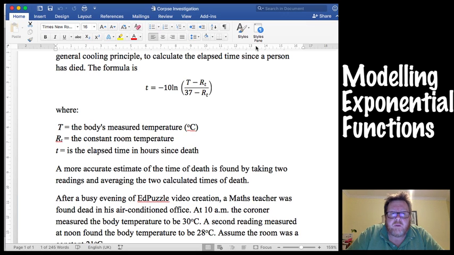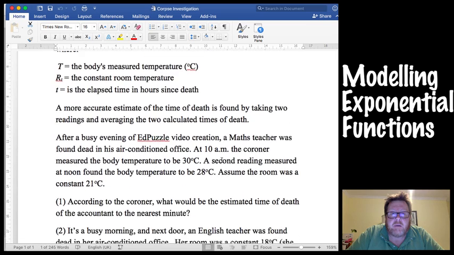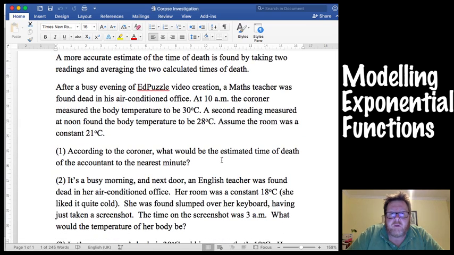The first question is, here we go. After a busy evening of Edpuzzle video creation, a maths teacher was found dead in his air-conditioned office. This isn't air-conditioned, so it can't be me, thank goodness. At 10 a.m., the coroner measured the body temperature to be 30 degrees Celsius. A second reading measured at noon found the body temperature to be 28 degrees Celsius. Assume that the room was a constant 21 degrees Celsius.